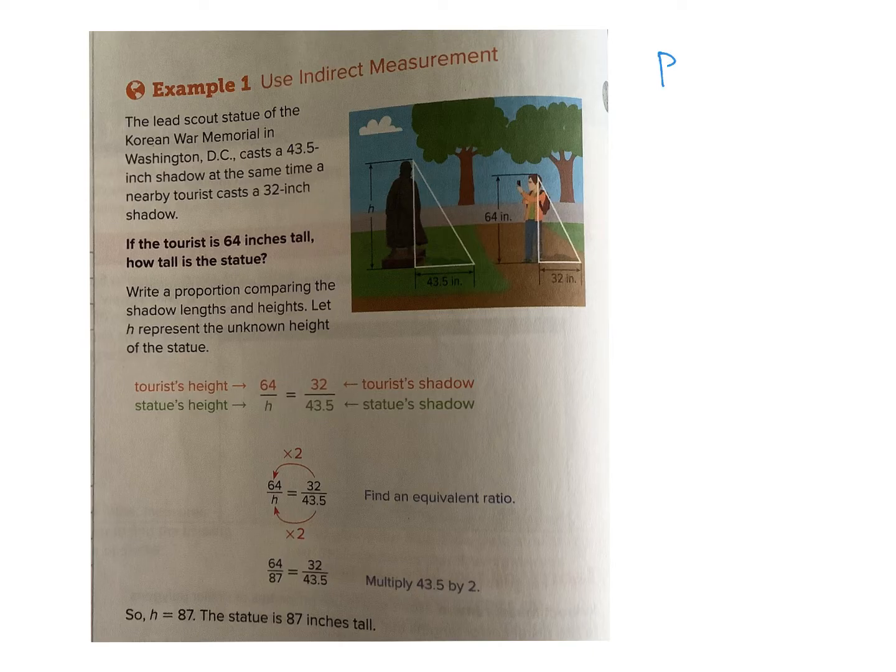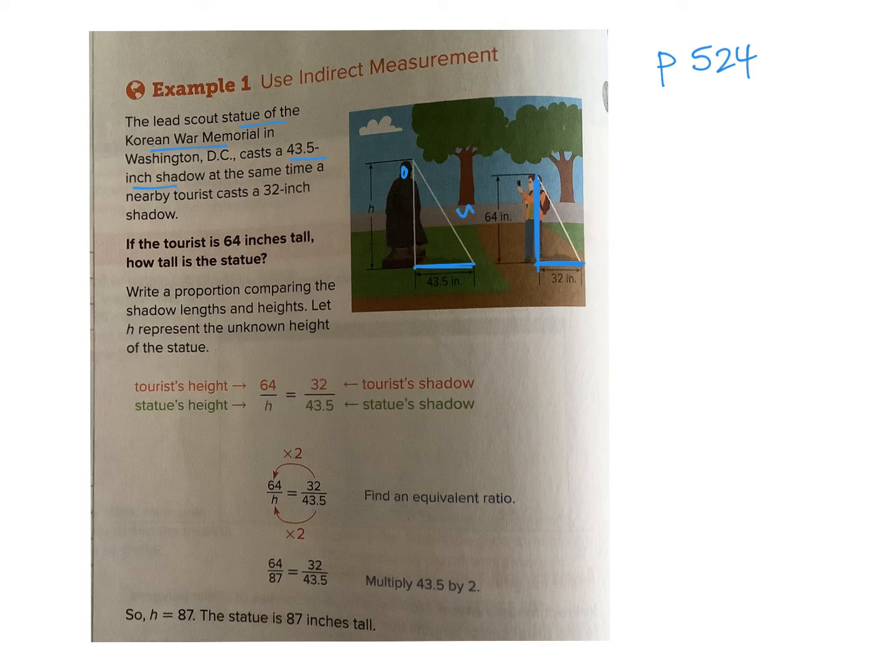Okay, so again, page 524, you are in your math book. So I have a statue of the Korean War Memorial in Washington, D.C. You guys can see the statue right here. It cast a 43.5-inch shadow. You can see the shadow is along the ground. At the same time, I have a 64-inch tall tourist, and their shadow is 32 inches. Again, you can see that on the ground. It wants to know, could I set up a proportion?